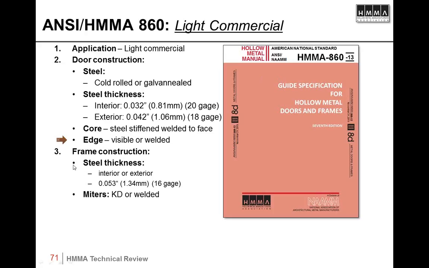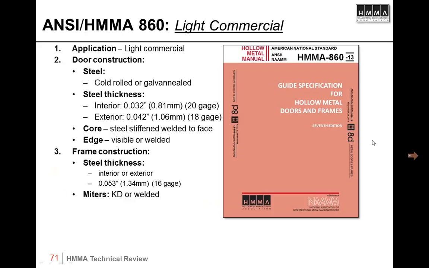When you're looking at the frame construction, the steel thickness of the frame itself for either interior or exterior applications is 053 or 16 gauge. The miters on the frame can be specified as either KD or welded.